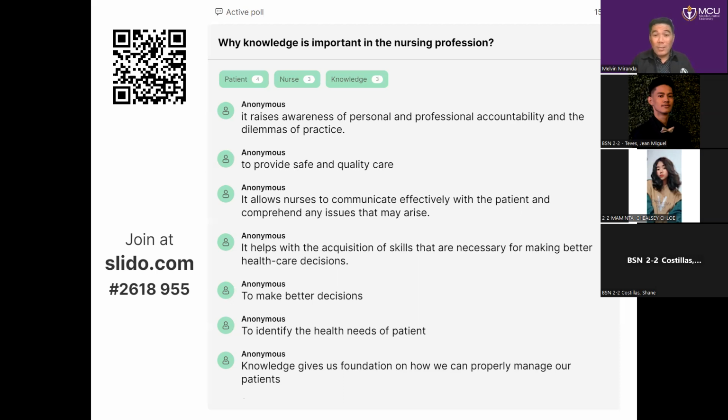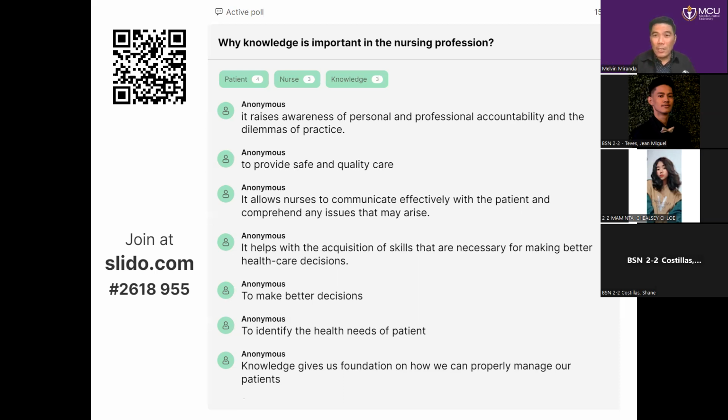Good. Knowledge gives us foundation on how we can properly manage our patient, correct? The knowledge and the foundation itself can be associated with each other because these are learning by which it could lead to a perspective that you as a future professional will consider on how you will deal with every healthcare situation, simple or even complex healthcare situations, to make better decisions.